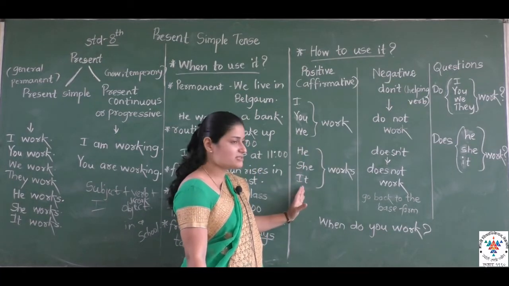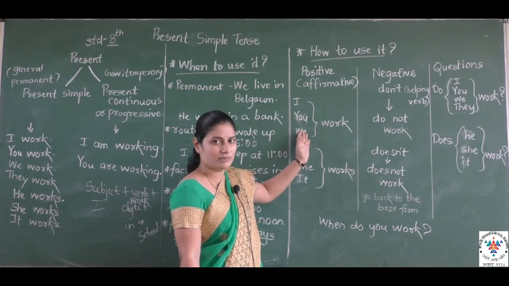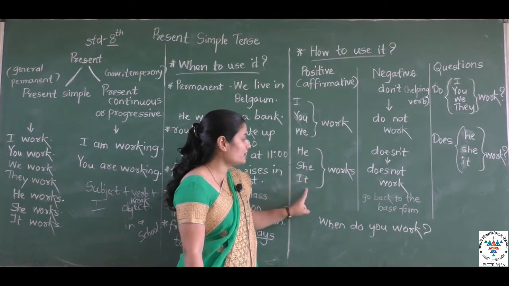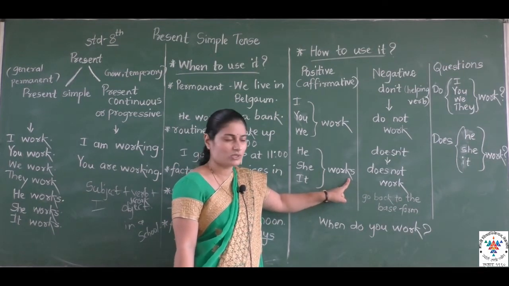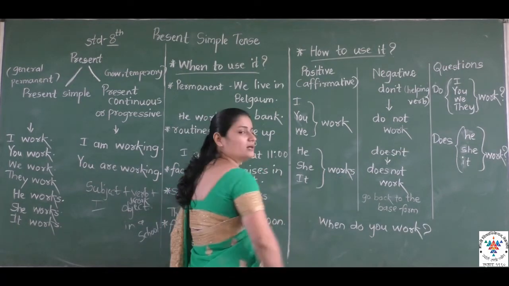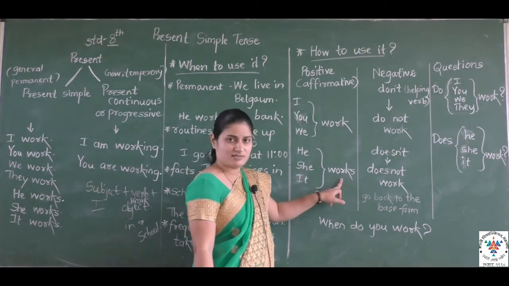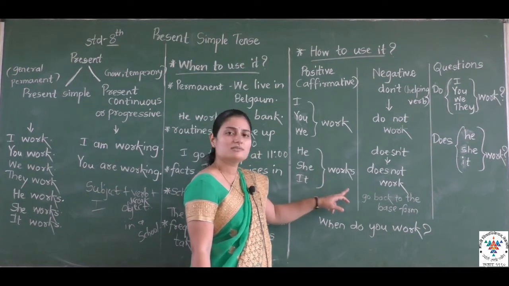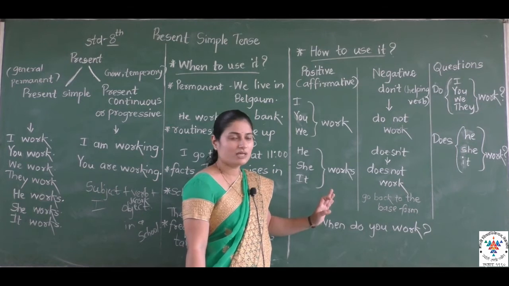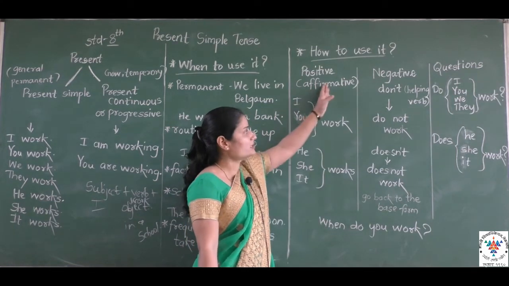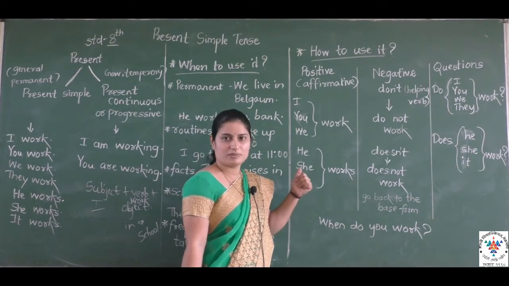Next, third person singular. Here they work in a school, they also come here. Okay, he, she, it works. As I told you, whenever there is a third person singular, you should add s to the verb or the base form of the verb. Okay, he works in a bank, she works in a bank, it works well. So this is the positive or affirmative form of the sentences in simple present tense.